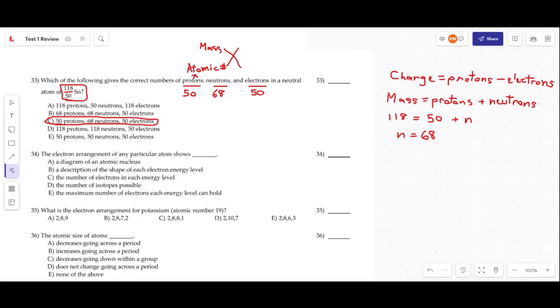let's go ahead and take the next one, 34. Electron arrangement of any particular atom shows blank. So electron arrangement is really like electron arrangement.